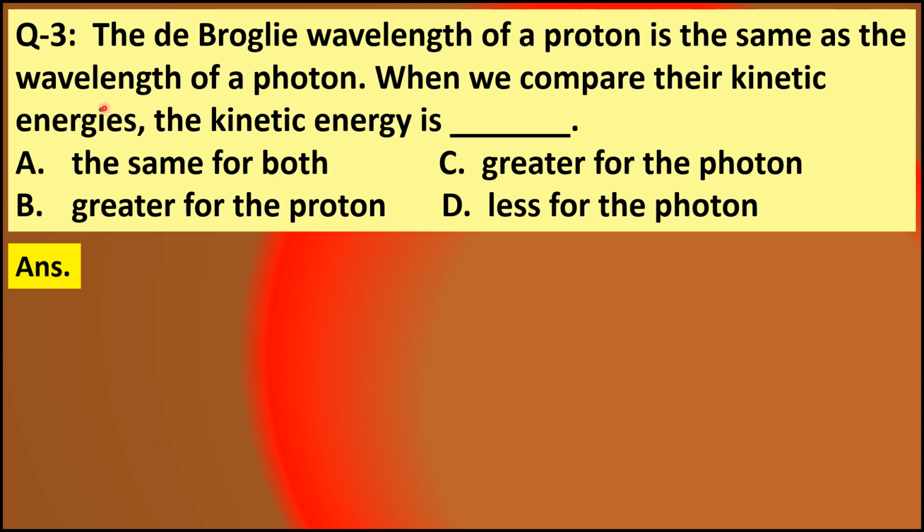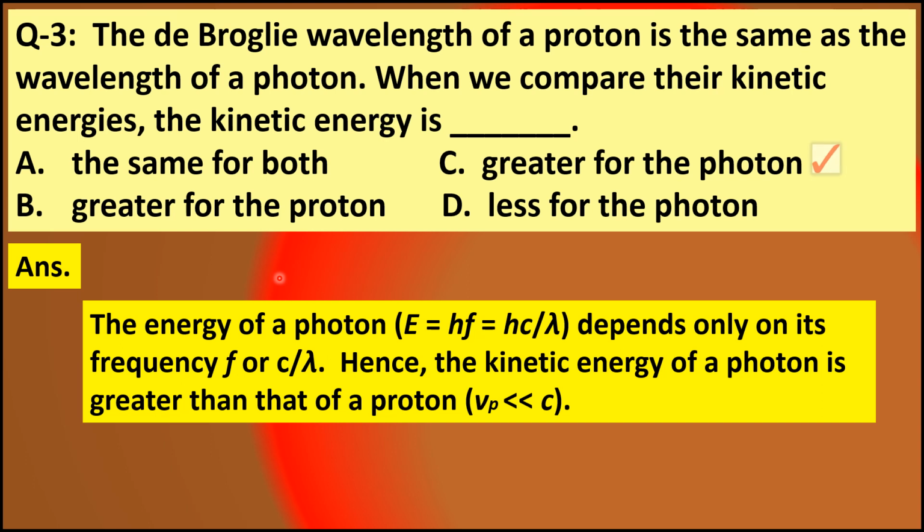Question number 3. The de Broglie wavelength of a proton is the same as the wavelength of a photon. When we compare the kinetic energies, the kinetic energy is, letter A, the same for both. Option B, greater for the proton. Option C, greater for the photon. Option D, less for the photon. The answer is, of course, letter C, greater for the photon.